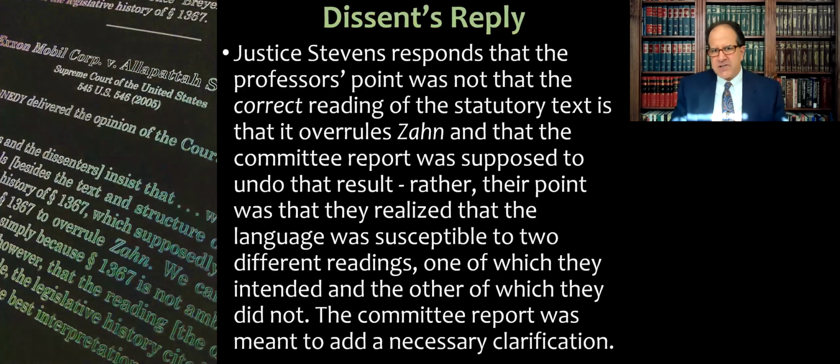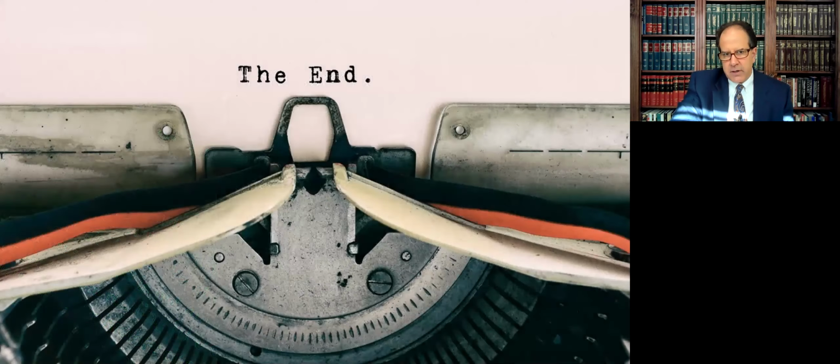Justice Stevens has an answer for this, by the way. He says the professors' point is not that the correct reading is theirs and that it overrules Zahn, but that the committee report was supposed to undo that result. Their point was that they realized the language was susceptible to two different meanings, one of which they intended and the other which they didn't. And so what's the harm in them adding some clarification? By the way, we know this could be read two different ways, and just so you all know, we were there and this is what we thought it meant.